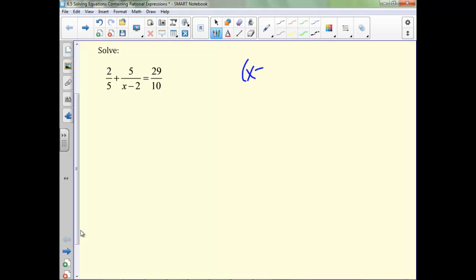And in our case, x can't be 2, because that would make this denominator 0, and you can't have a 0 in your denominator. Once we take care of that, just like when we had equations with fractions before, if you multiply both sides by your common denominator, it's okay because you're multiplying both sides by the same thing. In our case, our common denominator is going to be 10 times x minus 2.